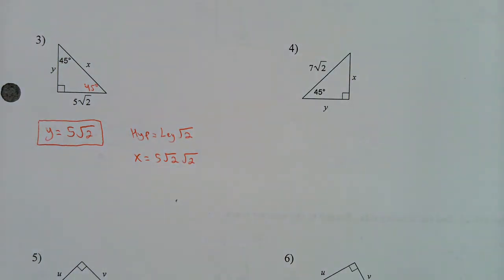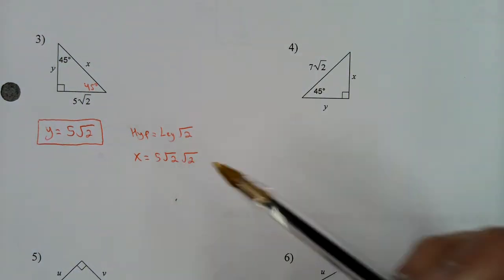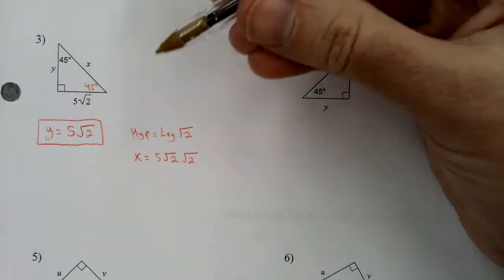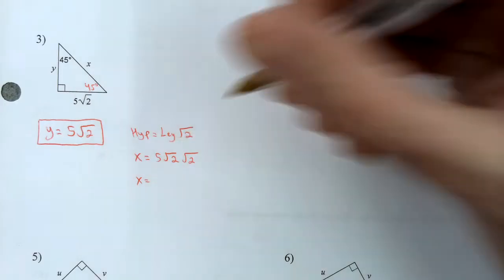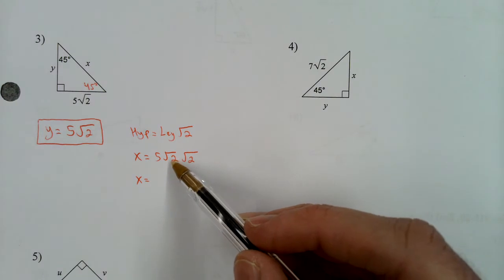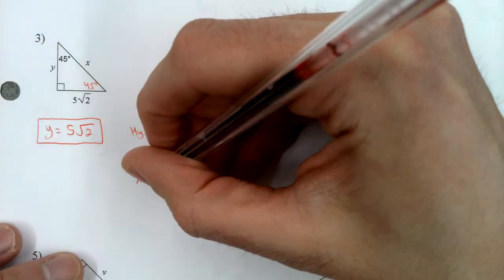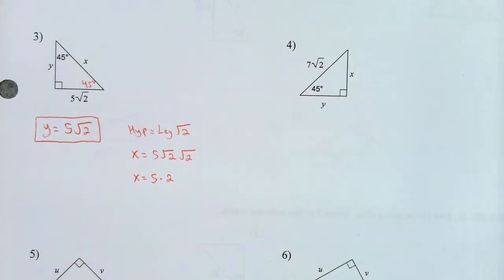You should know what the square root of 2 times the square root of 2 is off the top of your head. That equals 2. The square root of any number times the square root of the same number is just the number without the square root symbol. So this is going to be 5 times 2, which means x equals 10.